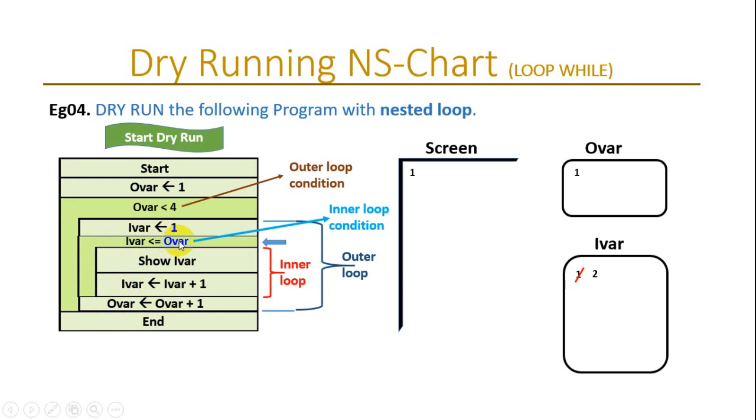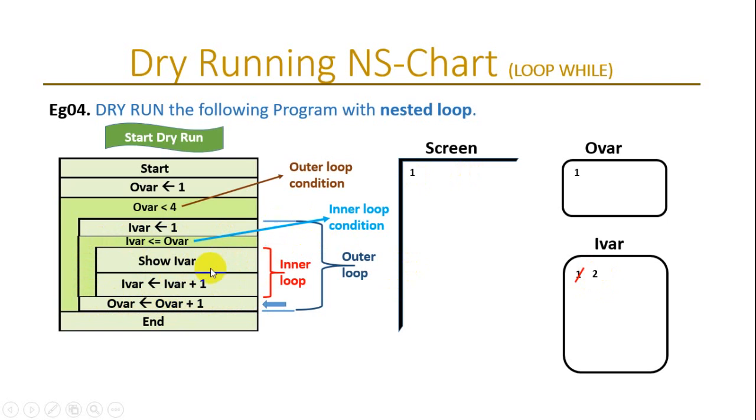But if the condition is true, in this case, let's see, IVAR less or equal to OVAR. OVAR is 1, this is 2. Now it's false. First time it was true, that's why we went in and we displayed this one. We incremented IVAR, now IVAR is 2. So now we go back and check here. This condition is false. So if the condition is false, what do you do? You come to this one, this line.